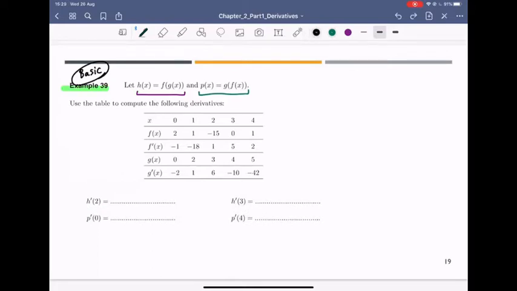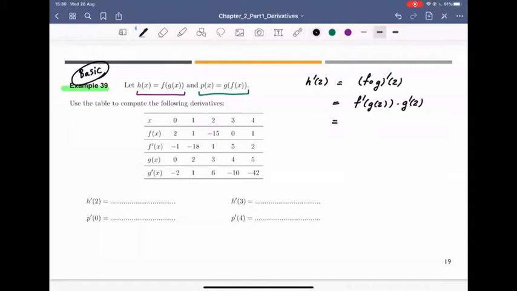I start from h prime at 2. What does it mean by h prime at 2? That means you want to compute the derivative of your function, which is a composite function, at 2, right? Because your function h here is the composite function of f and g. And you know that by the chain rule, this is going to be f prime at g(2) multiplied by g prime 2, right? This is the notation from the theory. So this is f prime at g(x) times g prime x, right?